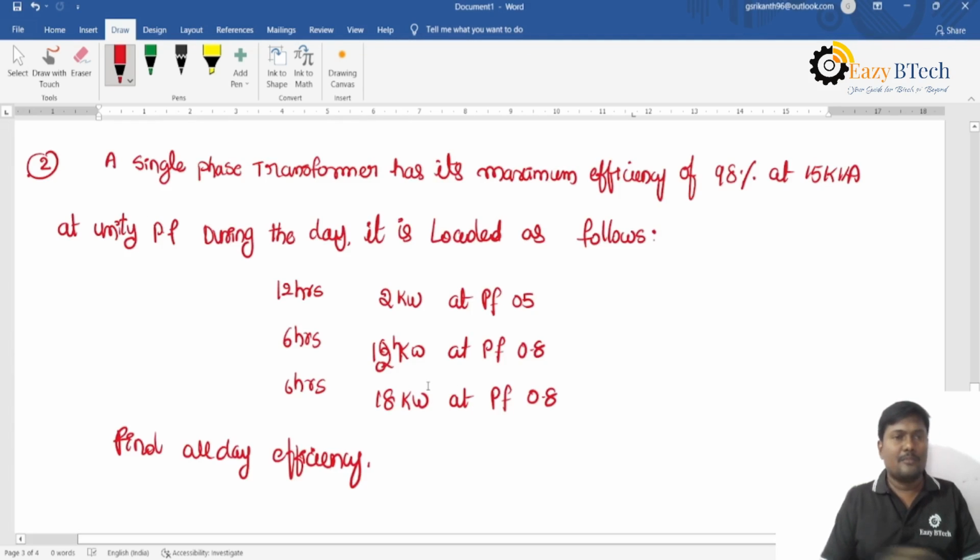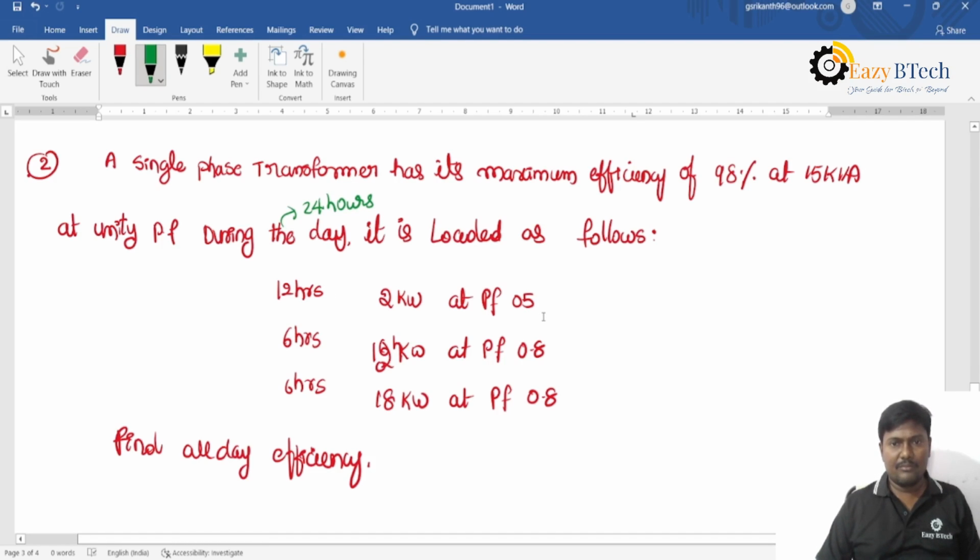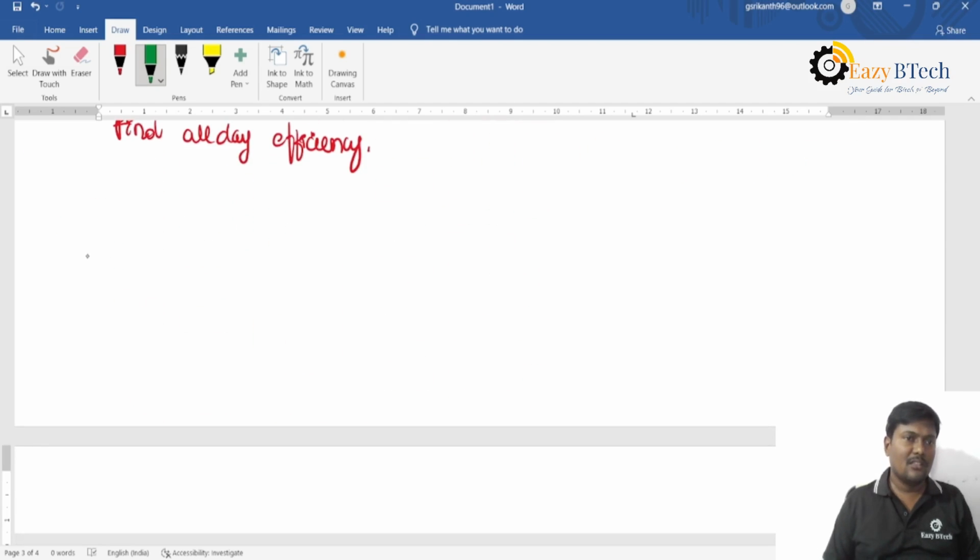Coming to the next problem. A single phase transformer has its maximum efficiency of 98% at 15 kVA at unity power factor. During the day, that means 24 hours, it is loaded as 12 hours 22 kilowatts at a power factor of 0.5, 6 hours 12 kilowatts at power factor of 0.8, and 6 hours 18 kilowatts at power factor of 0.8. Find the all day efficiency.